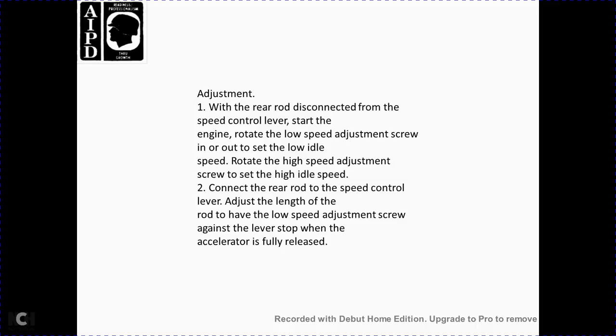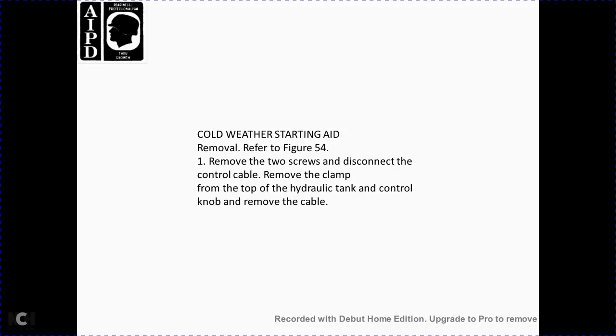Connect the rear rod of the speed control lever, adjusting the length of the rod, and tab the low speed adjusting screw to the lever. Stop with the accelerator fully released. Cold weather starting aid, refer to figure 54. Remove the 2 screws and disconnect the control cable. Remove the clamp from the top of the hydraulic tank with the control knob and remove the cable.